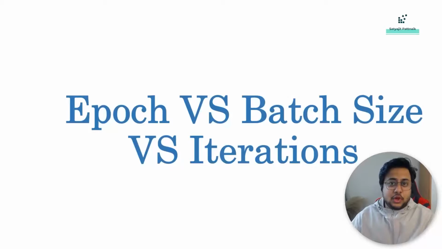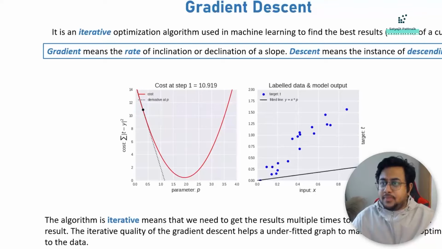Hi, in this video we shall be talking about one of the most common questions in terms of neural networks, which is epoch, batch size and iterations. What exactly are these terms? Why do we need more epochs to get better results? All of these will be answered in this video, so we'll get started with it.